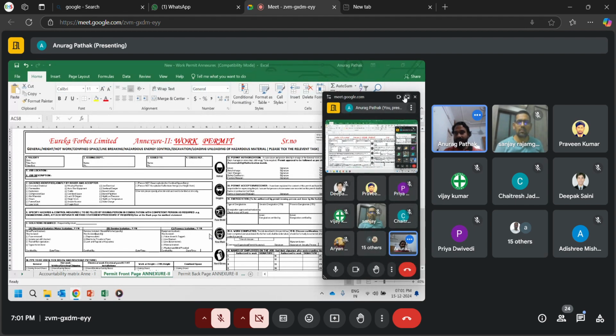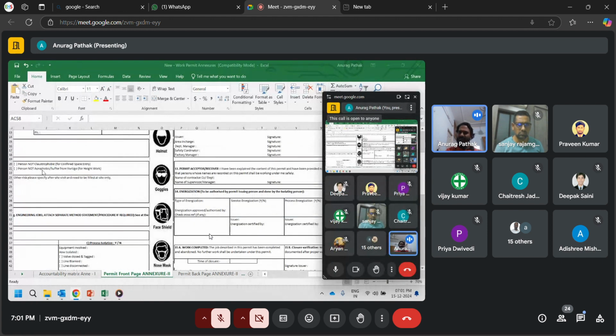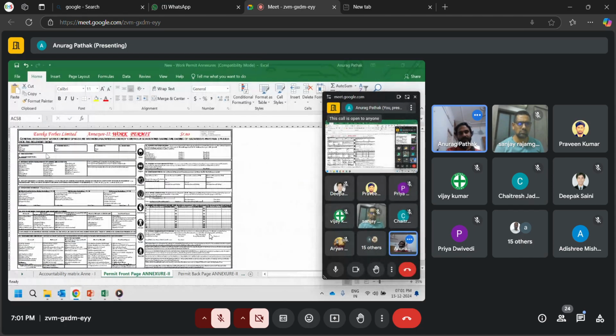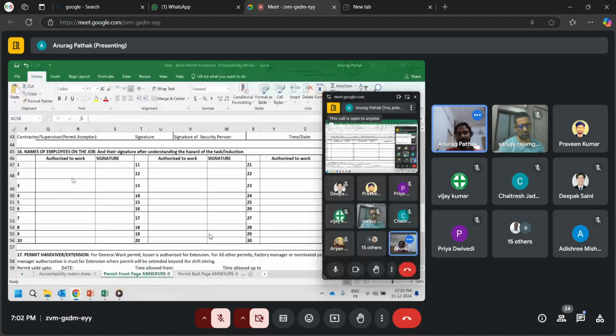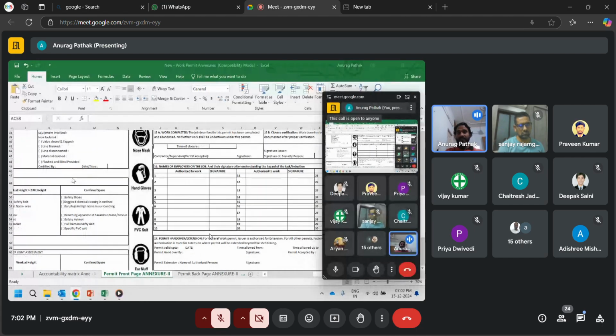Okay. This is the work permit system of our company, which has everything that comes to your mind. All the things are present in this work permit system. Even this is our company's ISO 45001 standard, so we also present the SOP number here. So whatever you say, it is actually in this.